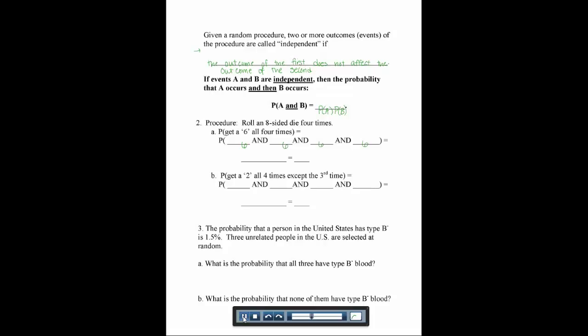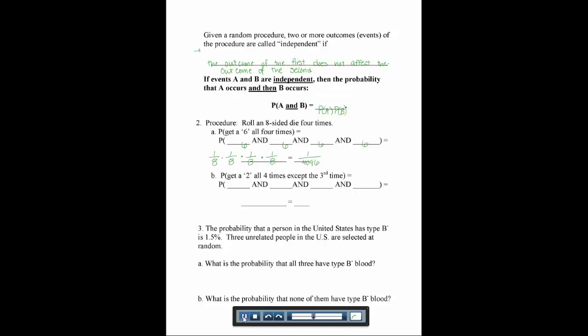So the probability of getting a 6 the first time is 1/8, times the probability of getting a 6 the second time, 1/8, times the probability of getting a 6 the third time, 1/8, times the probability of getting a 6 the fourth time, 1/8. So here our probability is 1/8 to the 4th, which is 1 over 4,096.